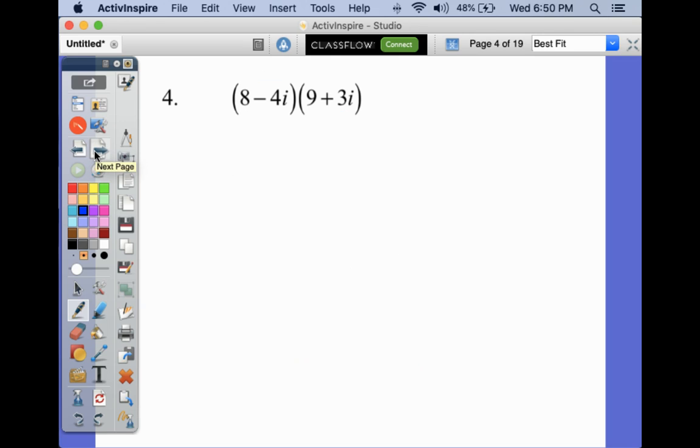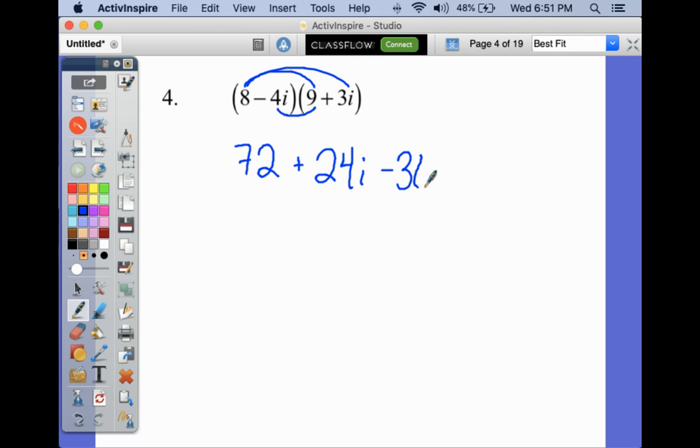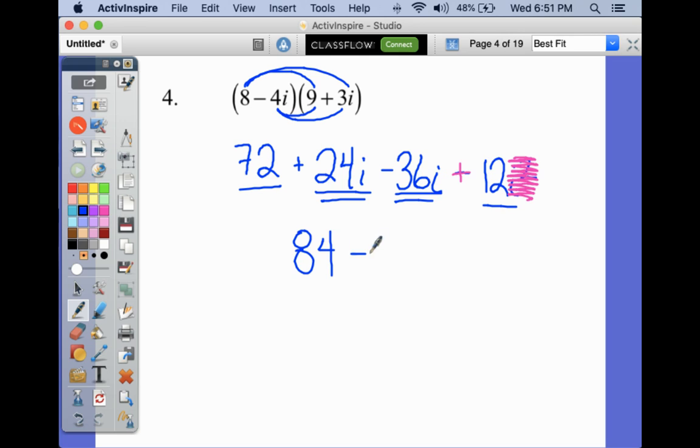Question number 4, we'll do the same kind of work. 8 times 9 is 72. Next we got 24i. On the inside we have minus 36i. And at the end we've got negative 12i squared. Okay, so let's fix the i squared. So i squared is negative 1, which is going to flip that minus 12 to plus 12. So our like terms are 12 and 72, so 84. And then our i's are going to make minus 12i.